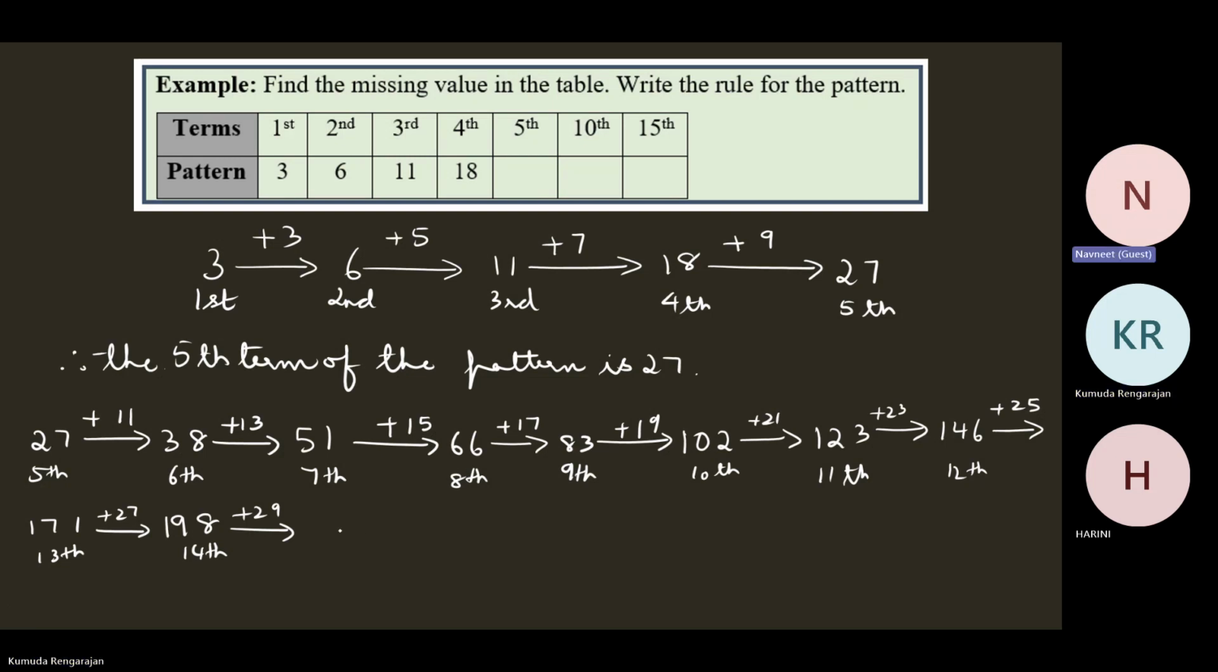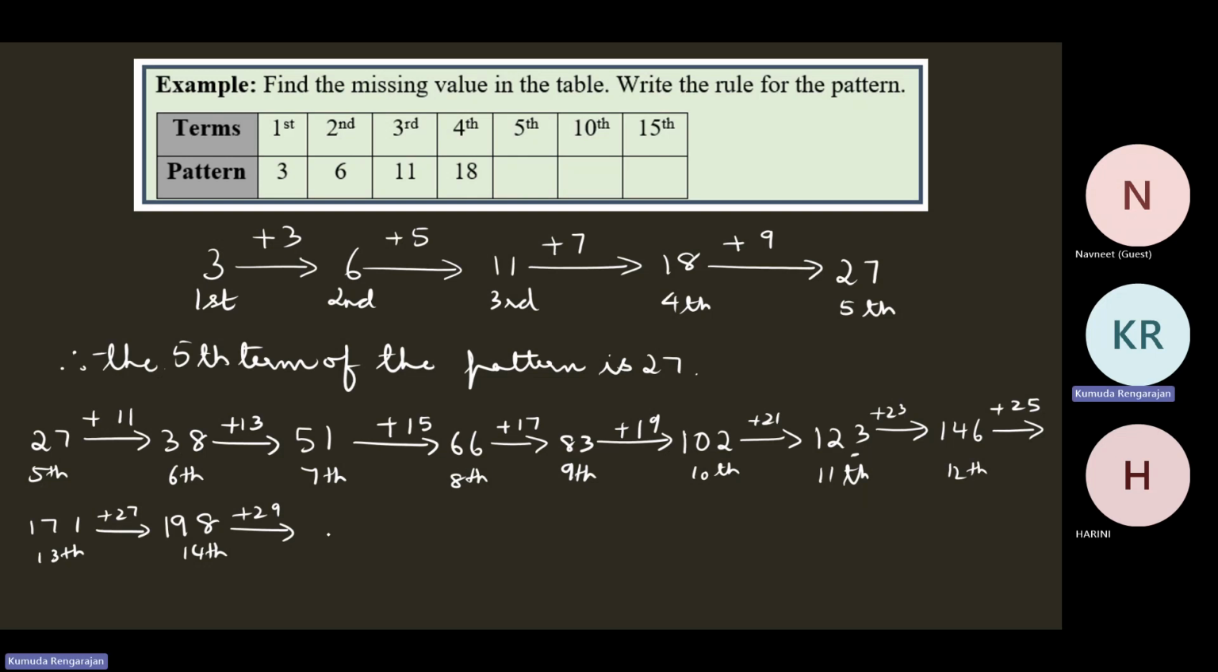Ma'am, I found the 10th term and I added 21, 23, 25, 27 and 29 and I got 227. Yeah, correct. Instead of adding and finding each answer, you directly added only 21, 23, 25, 27, 29 and got it. Yeah, that's fine.